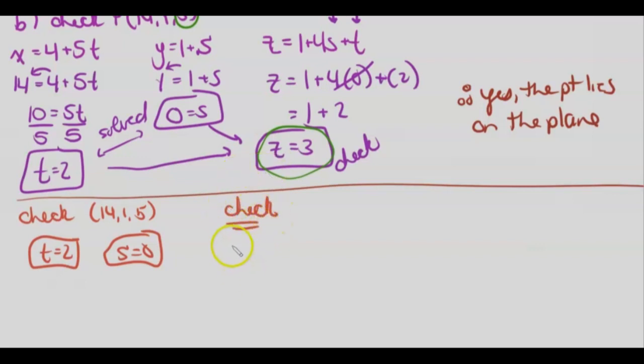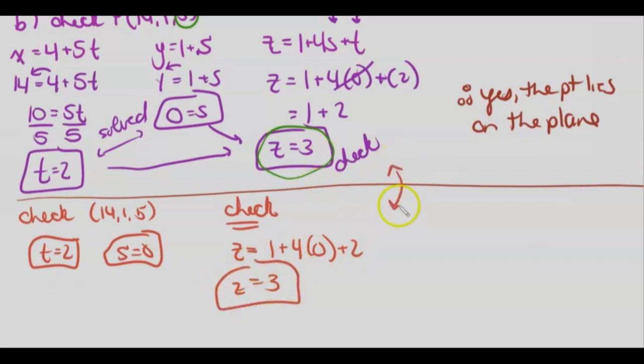We have to check the 5. So z equals, okay, we have the 1 plus 4, 0 plus 2 again. We're going to equal 3. So this is just showing the difference between these two. If you get a point that actually lies on the plane or a point that doesn't lie on the plane.